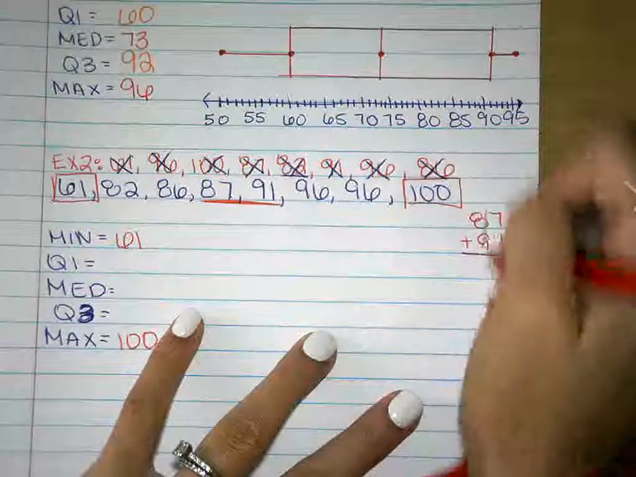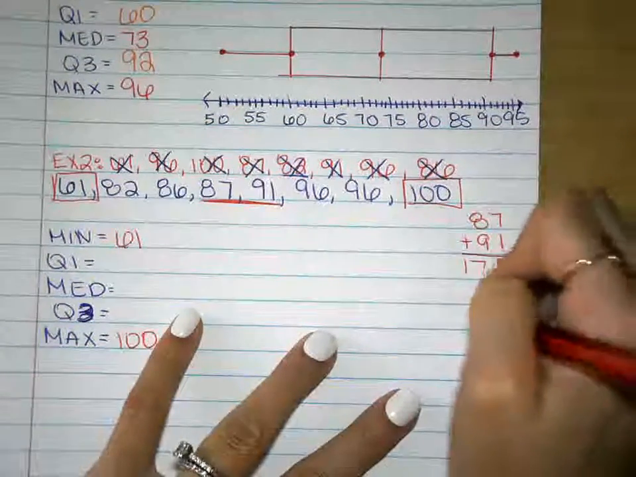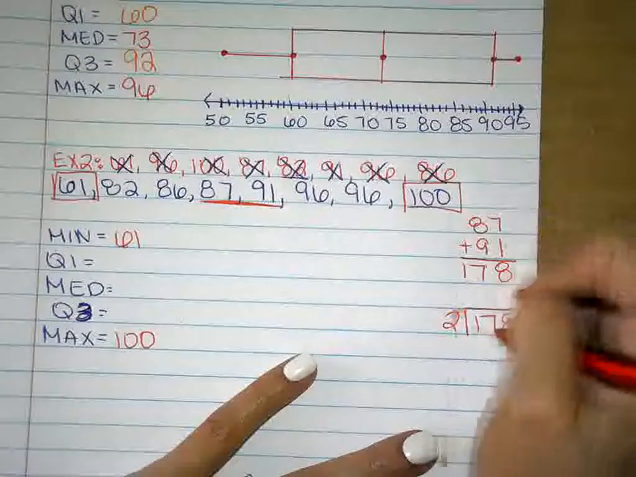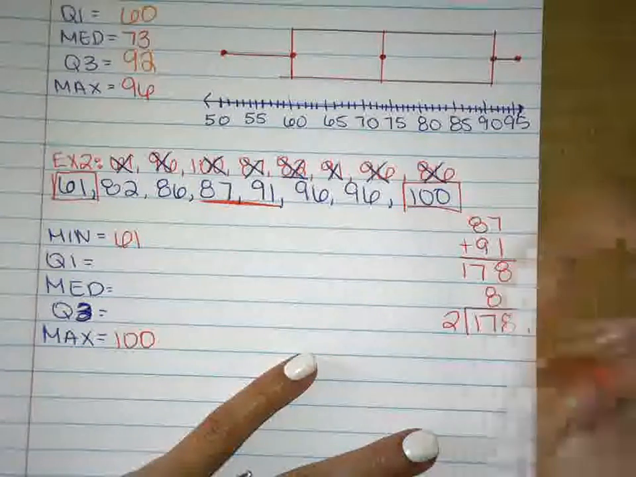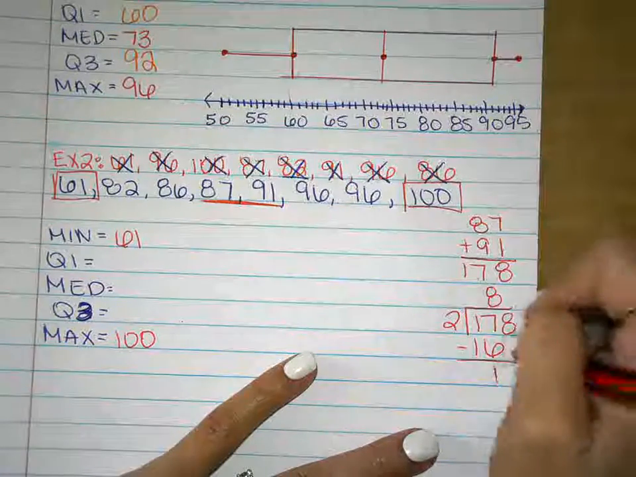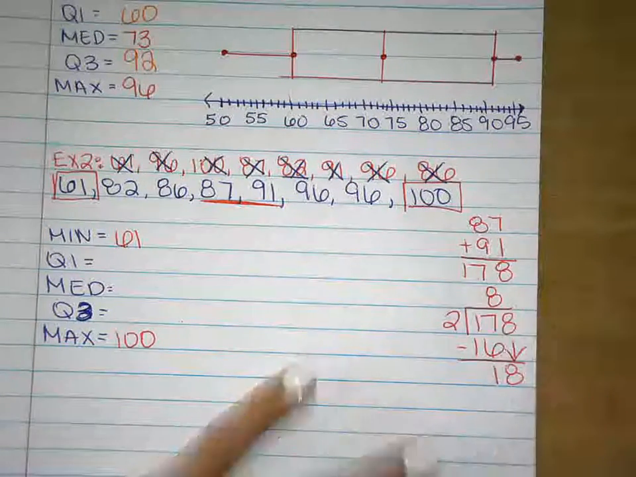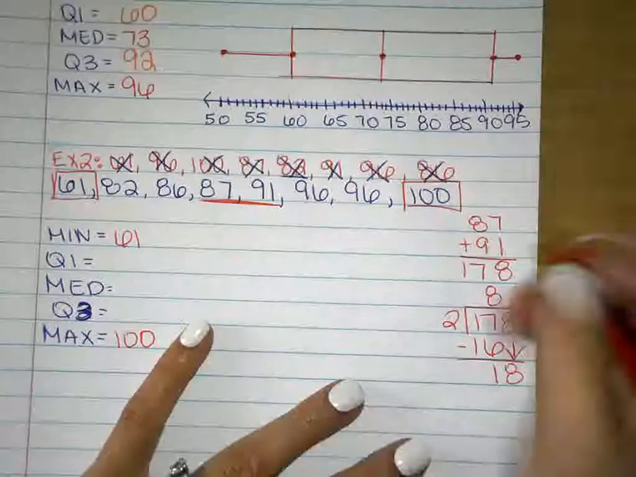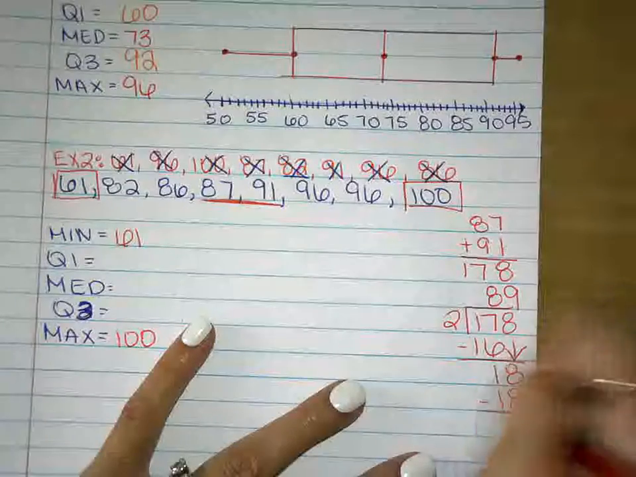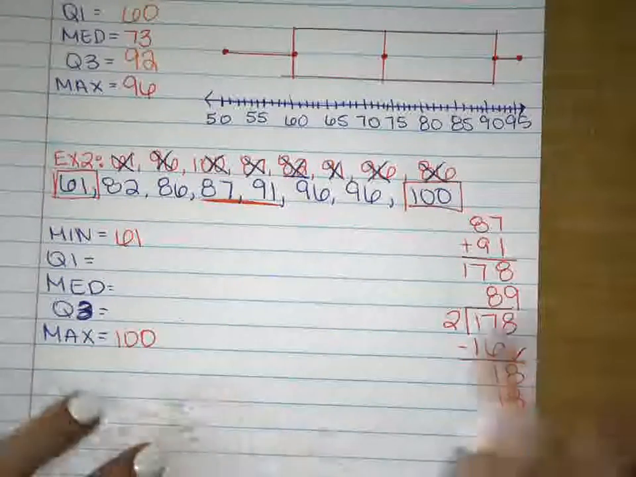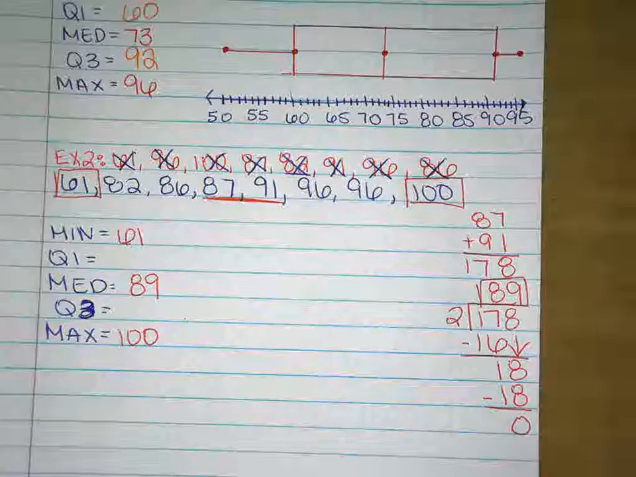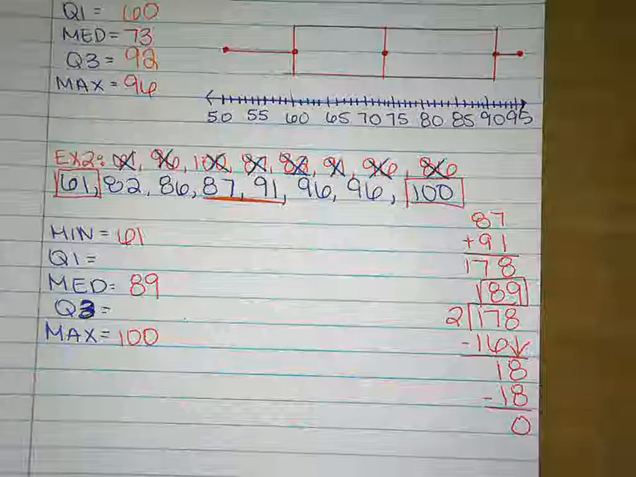7 plus 1 is 8. 8 plus 9 is 17. And I need to take 178, divide it by 2. 2 goes into 17 8 times. 8 times 2 is 16. 17 minus 16 is 1. Bring down the 8. 2 goes into 18 9 times. 9 times 2 is 18. And 18 minus 18 is 0, which means my median is 89. Hopefully we all remember how to do that.